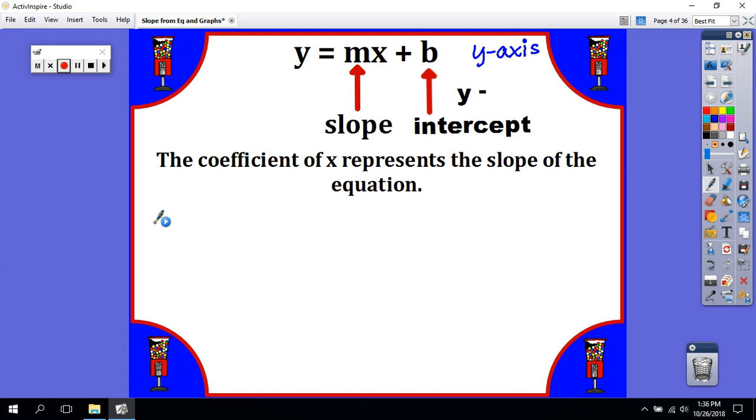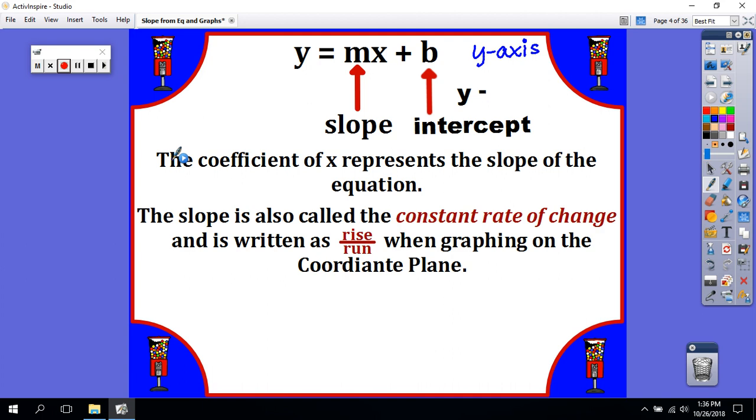Well, the coefficient of x is known as the slope. We've talked about the word coefficient. What is a coefficient? Ethan? The number in front of the variable. So your slope is always going to be the number that's in front of x. Okay? So it's the value of the coefficient in front of x.